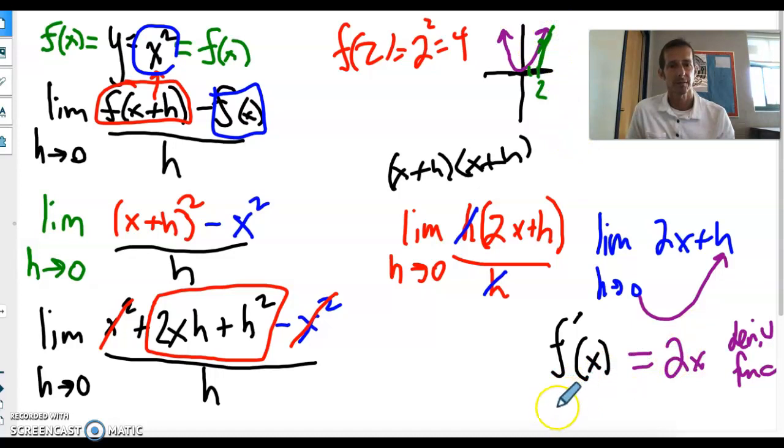Well, I can just come down here and find the derivative at that particular point. So that's where I plug an x value into the derivative function. If I put a 2 in here, it would be 2 times 2, it would equal 4. And that is a very steep line.